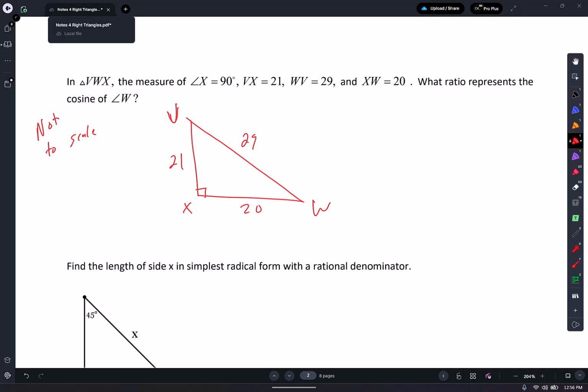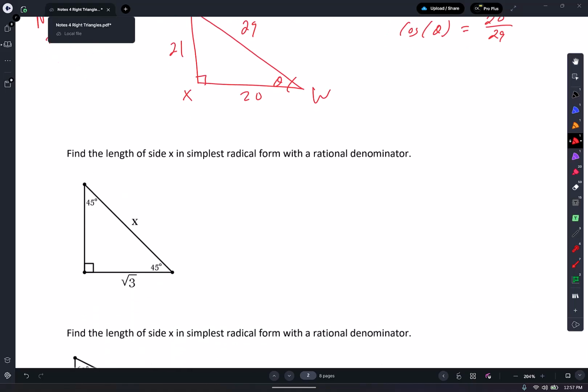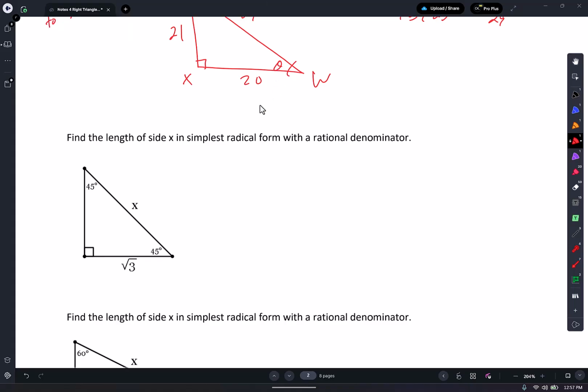What ratio represents cosine of W? So here's W. So SOHCAHTOA. And it does say ratio. So we're just going to go cosine of theta. You can also say W there if you want, but I already wrote theta in there. Cosine is adjacent over hypotenuse. So what do I write? Perfect. And that's it. Leave it alone. It does not reduce.